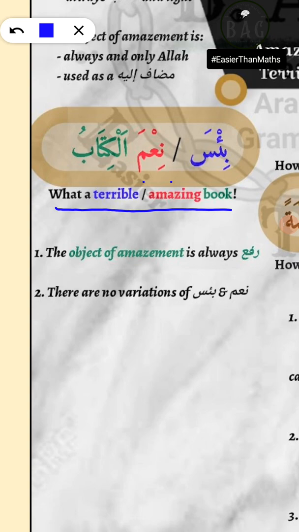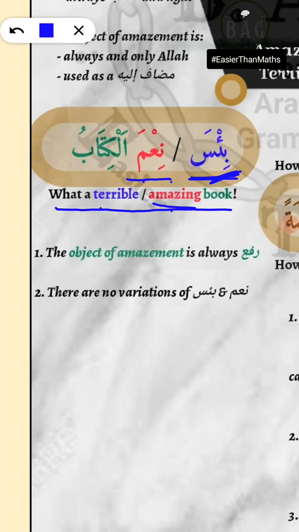Now, you see how we say in English, what a terrible book, or what an amazing day. Okay, so the words for terrible and amazing are bisa and ni'ma, respectively. So if you want to say terrible, you say bisa. If you want to say amazing, you have to say ni'ma. Okay, bisa for bad, it starts with ba. So bisa, bad or terrible, and ni'ma, we all know what ni'ma.